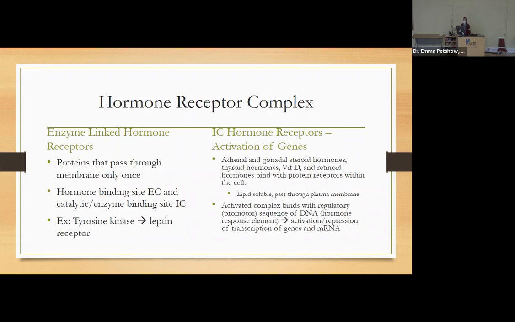And then we have our intracellular hormone receptors that typically activate genes, gene production or gene function, because we're inside the cell. You can think of your adrenal and gonadal steroid hormones, thyroid hormones, vitamin D, retinoid hormones. A lot of these bind with protein receptors within the cell because these hormones, like we mentioned, are lipid soluble and can pass through the cell membrane. They don't need a channel or a pore. Typically, these intracellular hormones are going to change some type of gene replication or gene transcription and translation. They're going to have an effect on something within the genetic code.